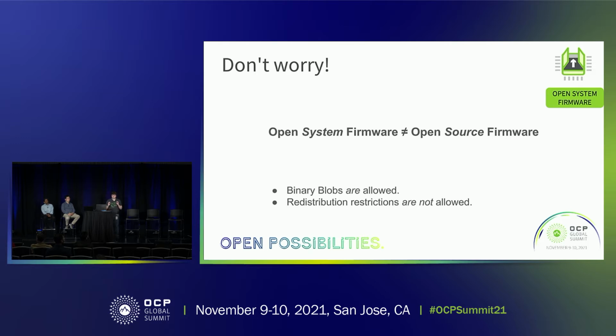All right, so if you're worried about being required to open source all of your firmware, don't be. A lot of people get confused between open source firmware and open system firmware. Open system firmware is the name of the OCP project. Binary blobs are allowed so long as they are redistributable and relatively separable. The entire firmware image can't just be one big binary blob. It has to be reasonably separable.